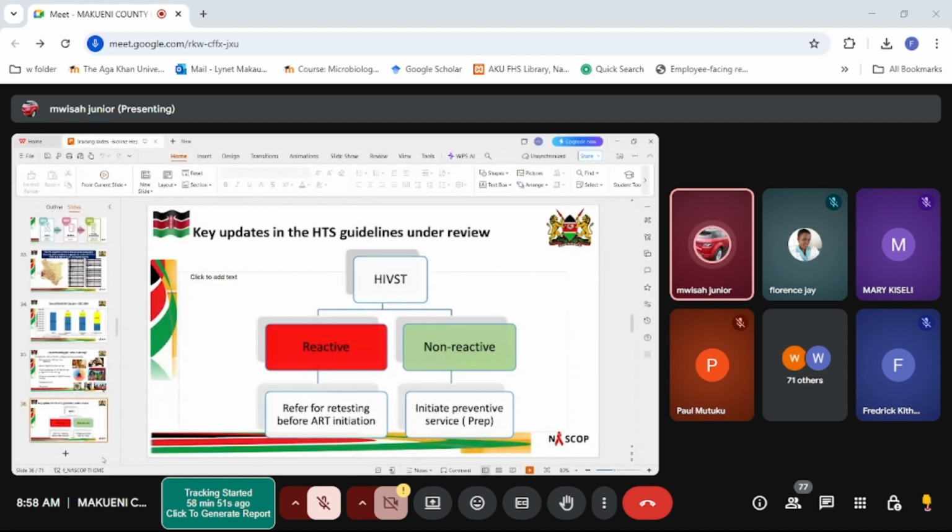So the key updates in the HTS guidelines, these are guidelines now under review. The HIV self-test, if it is reactive, you refer for retesting before ART initiation. You cannot initiate ART using the self-test. The client has to be retested before ART initiation. If it is non-reactive, you initiate preventive service, which is PrEP.